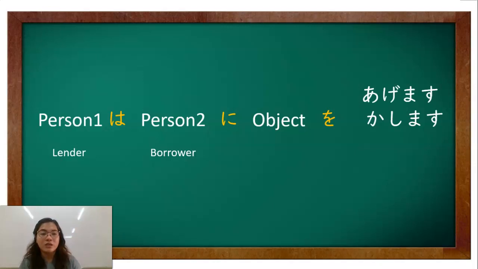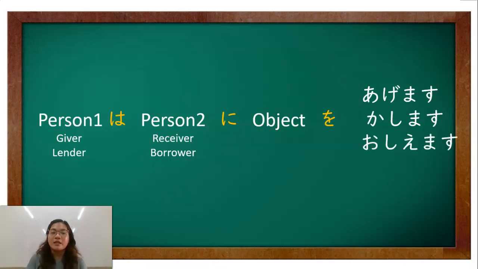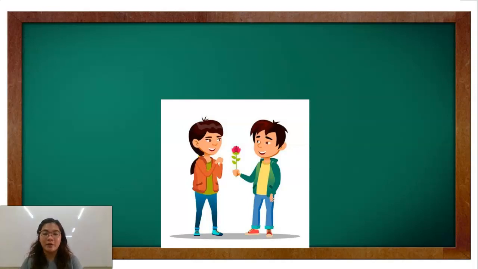So, kung sino yung nagbigay, siya yung particle wa. Kung sino yung binigyan, siya yung particle ni. At kung ano naman yung object, still particle o. The same as with oshemasu, sa nagturo. Kung ikaw yung nagturo or kung sino yung nagturo, siya yung particle wa. Kung sino yung tinuruan, siya yung particle ni. And kung ano yung itinuro, yun yung particle o. Okay ba? So let's have an example here.